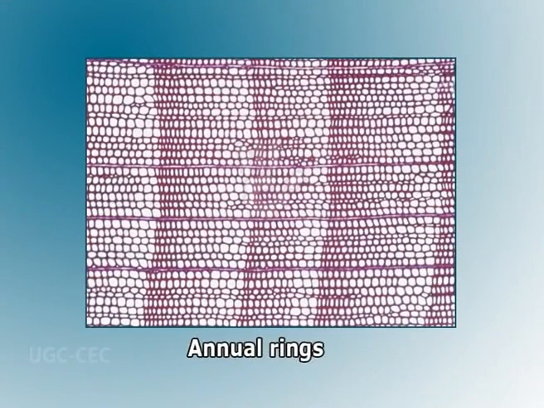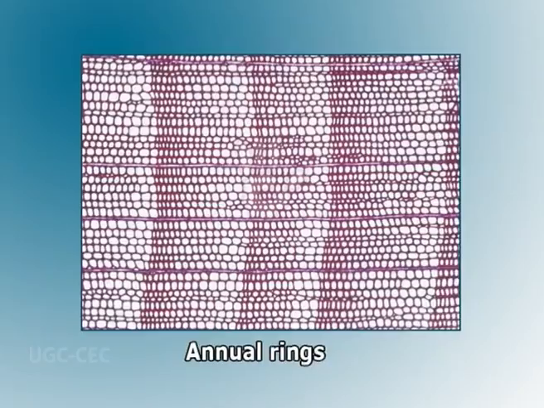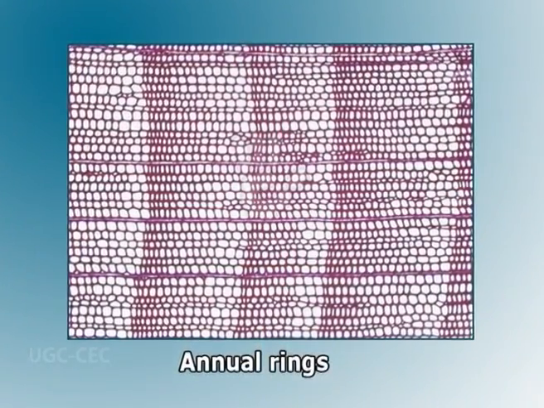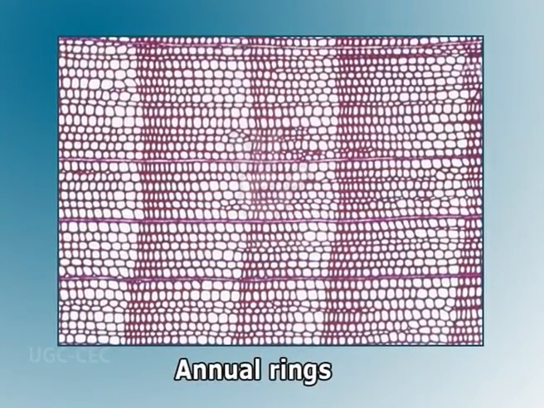In temperate trees, due to the seasonal activity of the cambium, annual rings are formed in the wood. Due to these annual rings, the age of the tree can be determined, and also the climate of the year can be predicted by comparing the width of these rings.